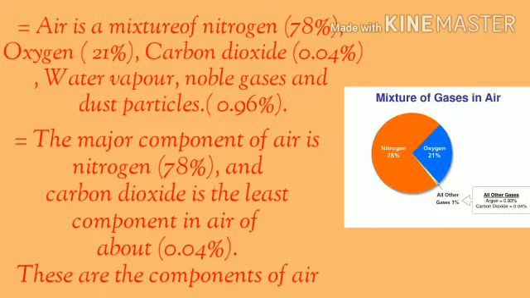Next, air is the mixture of nitrogen, 78%, oxygen, 21%, carbon dioxide, 0.04%, water vapor, noble gases and dust particles, 0.96%. The major component of air is nitrogen, 78%. And the carbon dioxide is the least component in air, about 0.04%. These are the components of air.